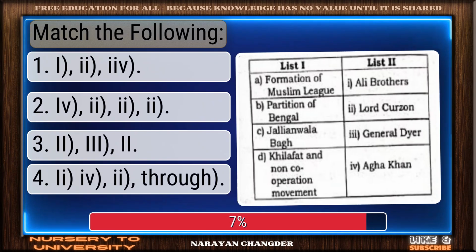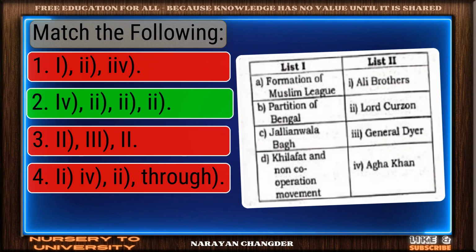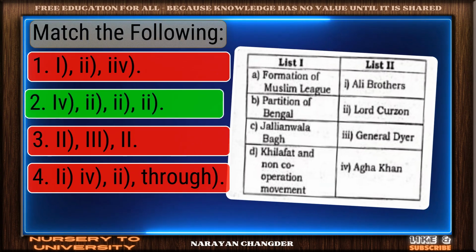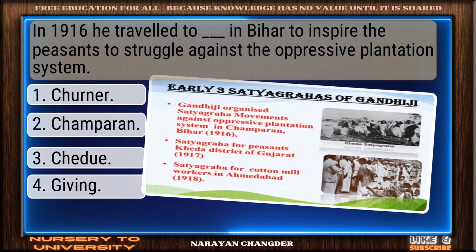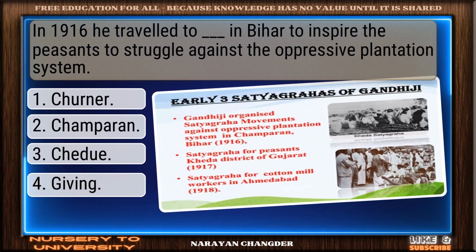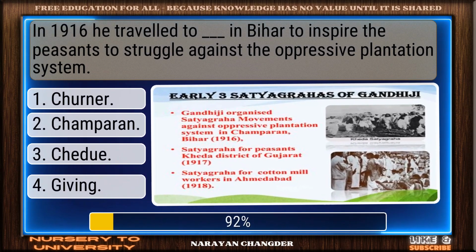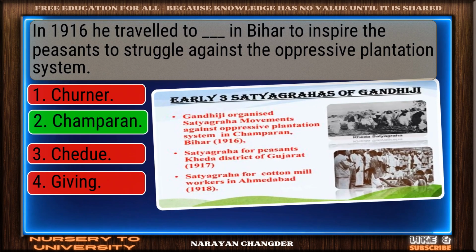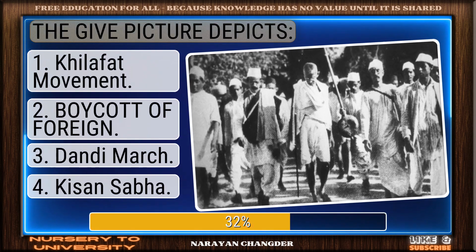Match the following. Clear logic. I is sound. In 1916, he traveled to Dash in Bihar to inspire the peasants to struggle against the oppressive plantation system. Good job. Champaran works well. The given picture depicts.